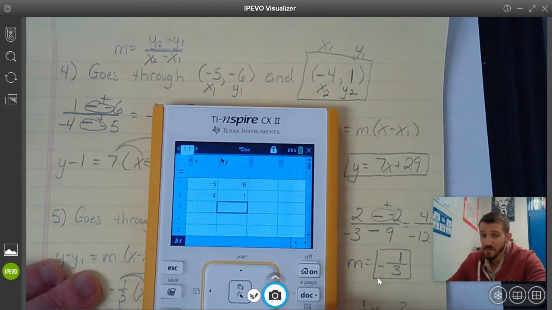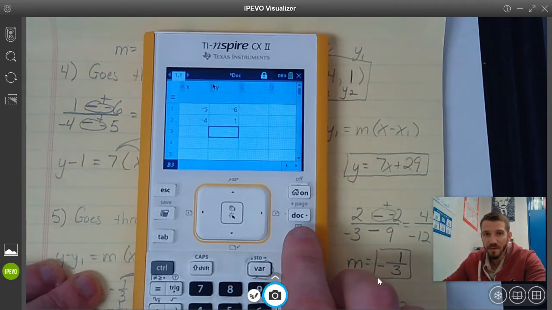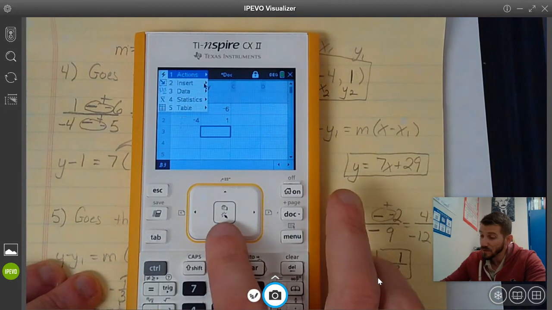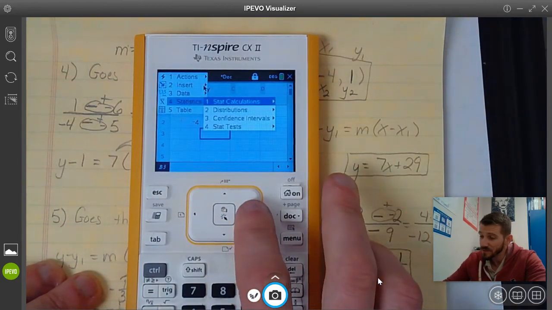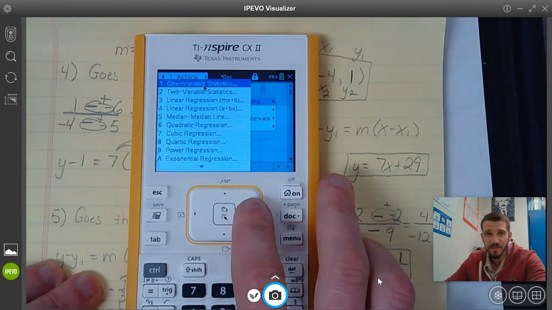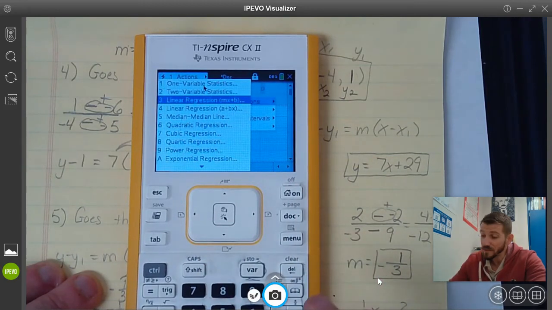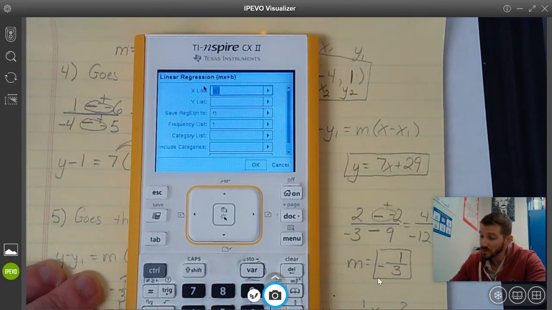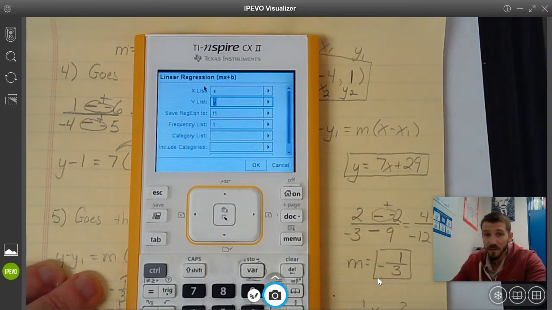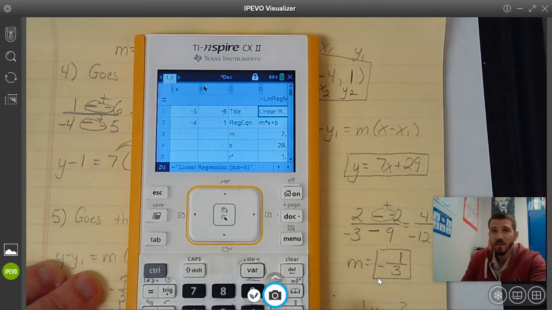Okay, so if you hit Menu, Statistics, Stat Calculations, and look, y equals mx plus b. So we hit that button. We called our x column x and our y column y. Hitting enter twice. There it is.